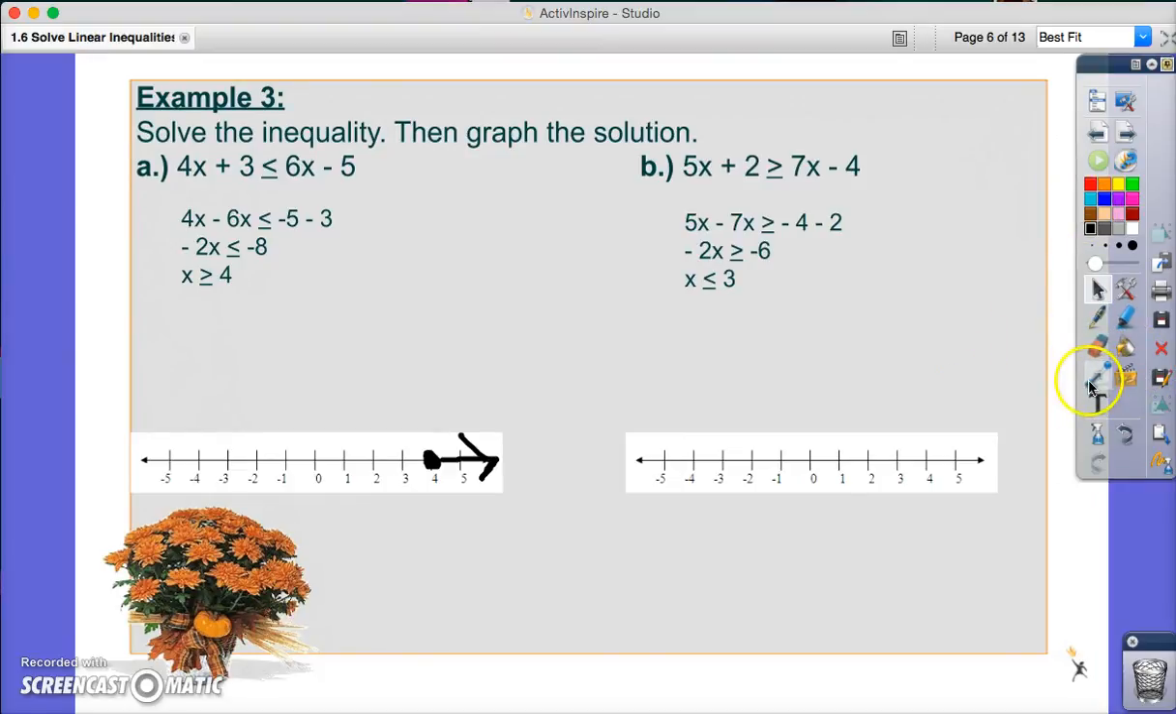So let's find this one here. All right, so find 3, closed circle. Less than or equal to means numbers decrease, so shade all the way going to the left. Okay?